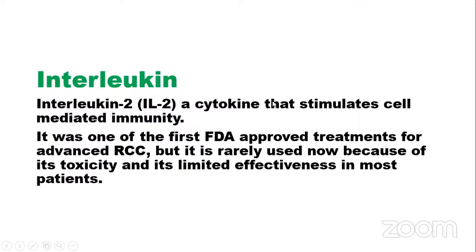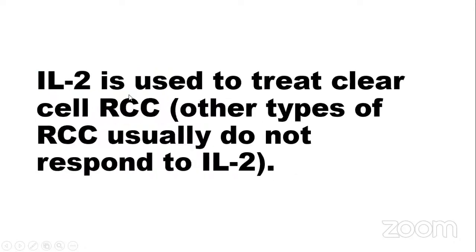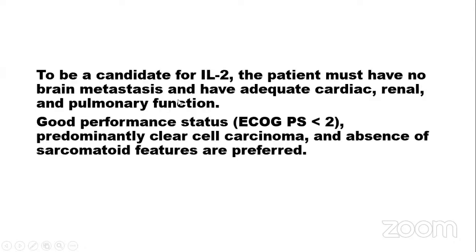Interleukin-2 is a cytokine that stimulates cell-mediated immunity. It was one of the first FDA-approved treatments for advanced RCC, but it is rarely used now because of its toxicity, which limits effectiveness in most patients. Interleukin-2 is used to treat clear cell RCC. Other types of RCC usually do not respond to interleukin-2.